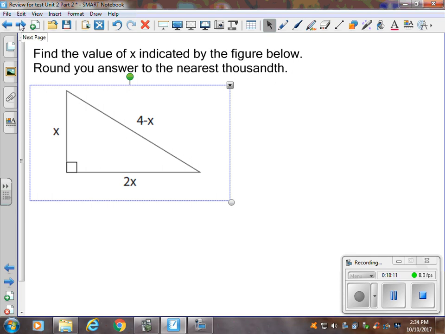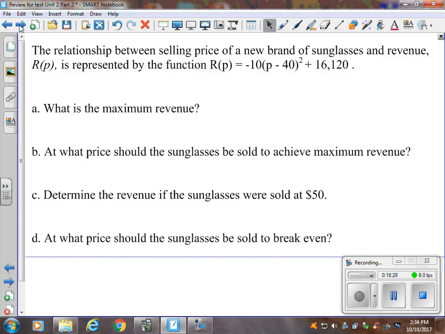Why does it say round to the nearest thousandth? Is because I can vary how many decimal places I want. How many is that? How many? 3 is correct. Because it's tenths, hundredths, thousandths. All right, what about this one?